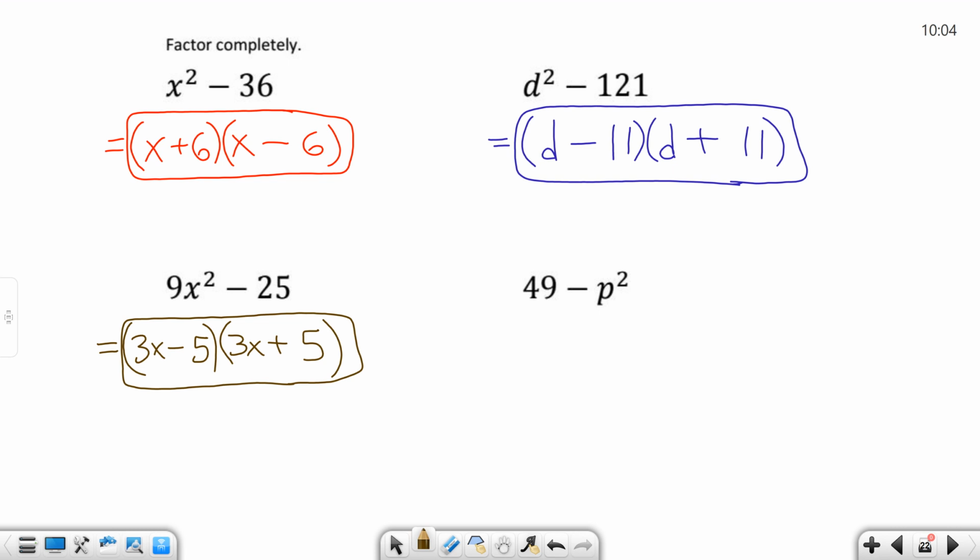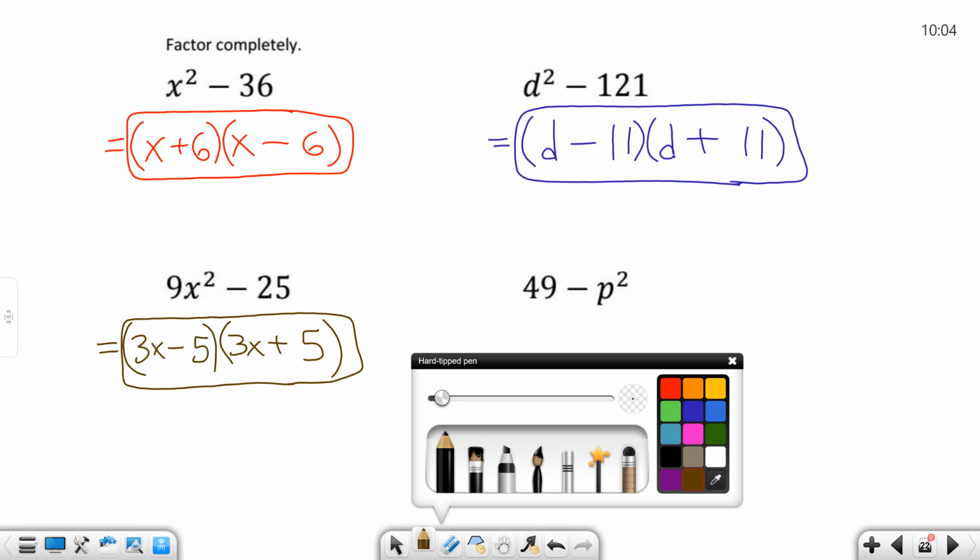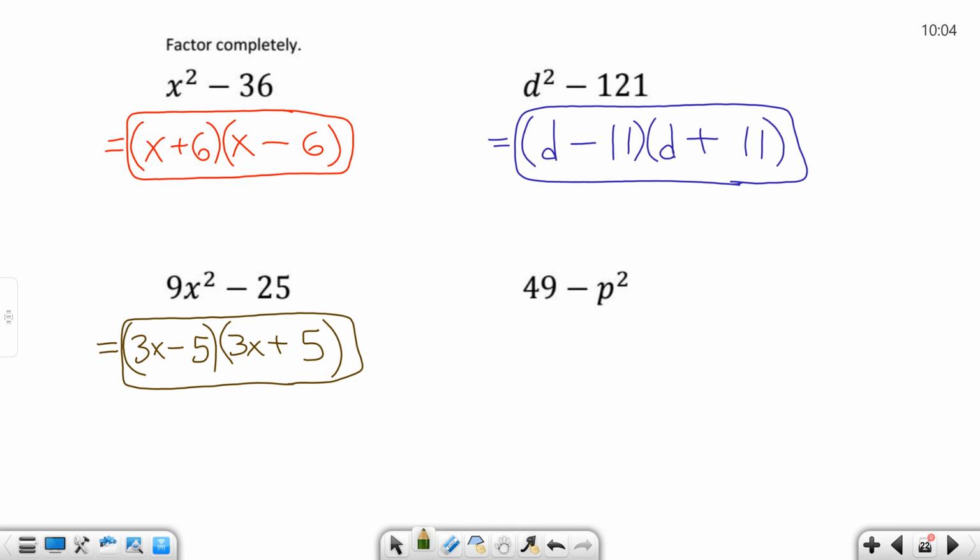So now let's look at the next one. 49 minus p squared. Is there a GCF? No, there's no GCF here. So then, and look, I'm talking you through this. This whole thing I'm talking you through.